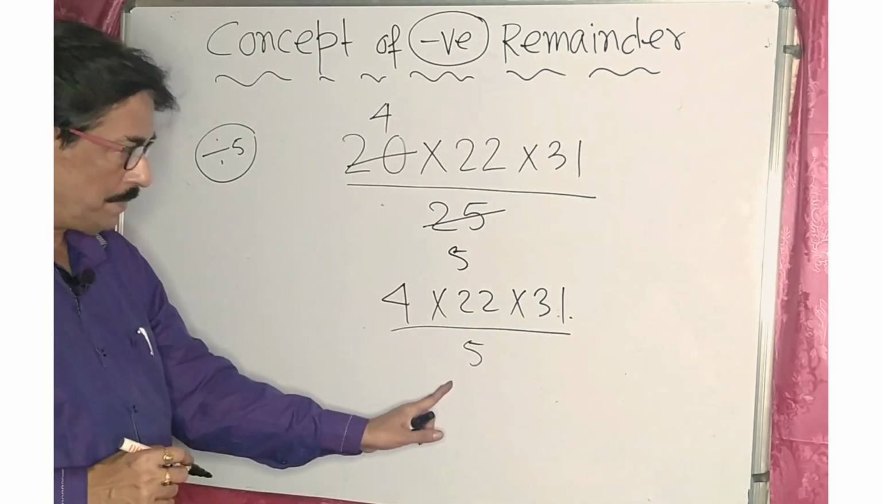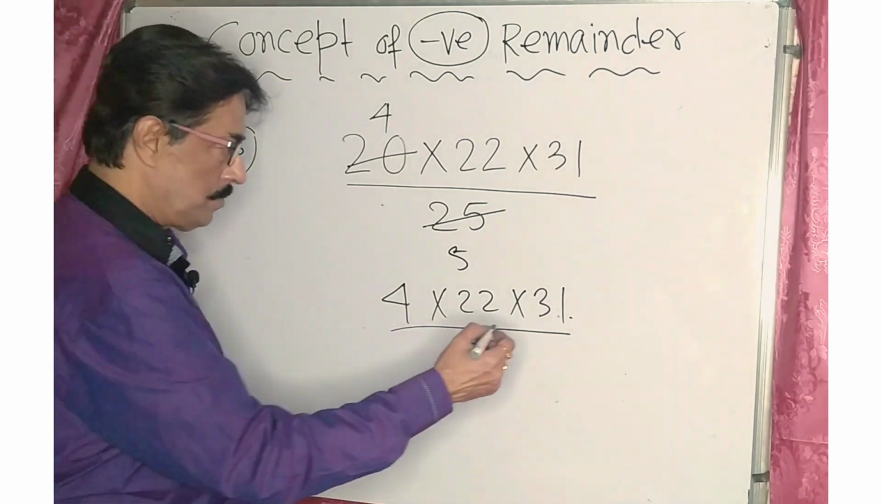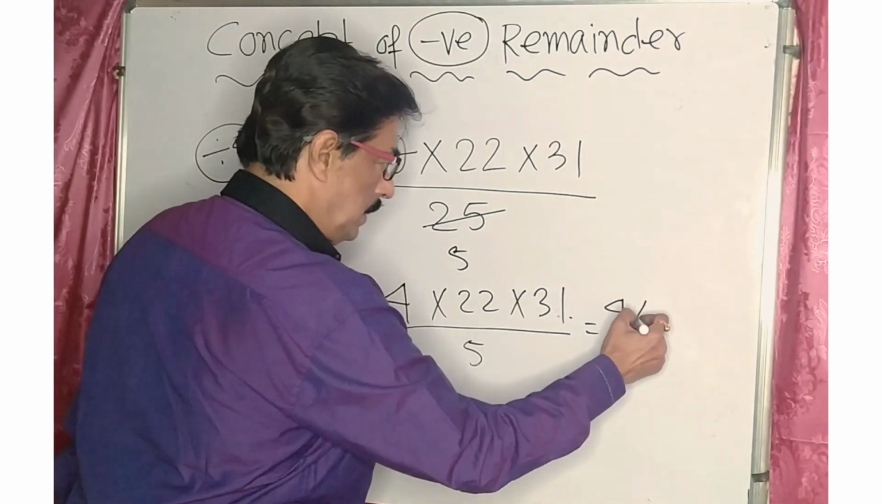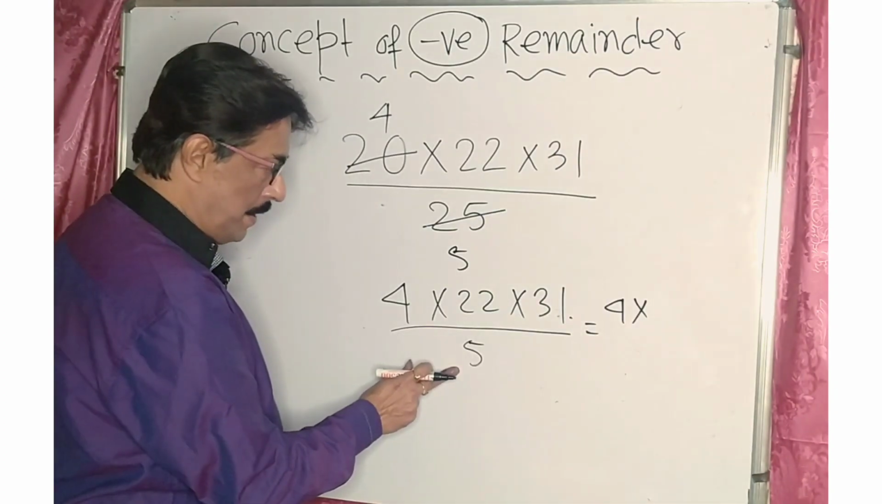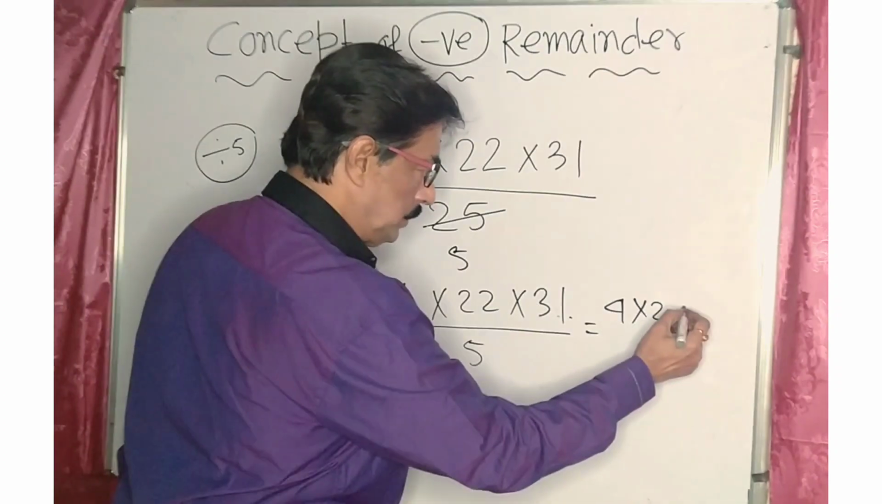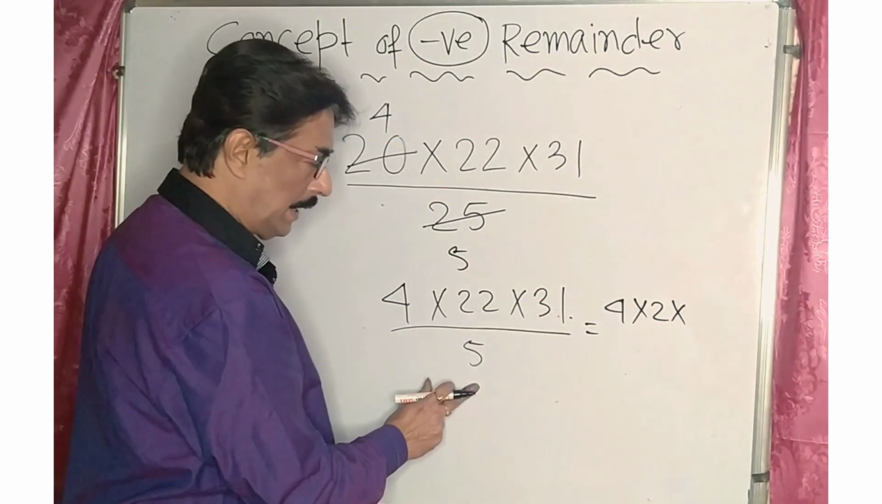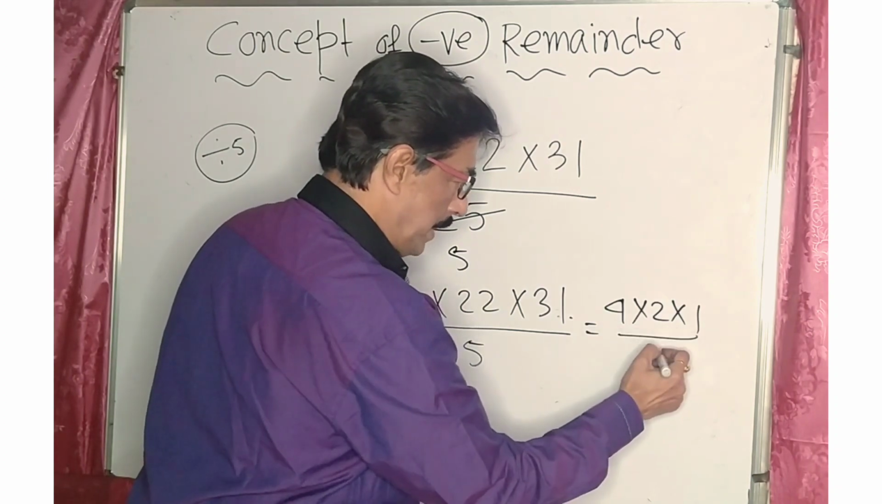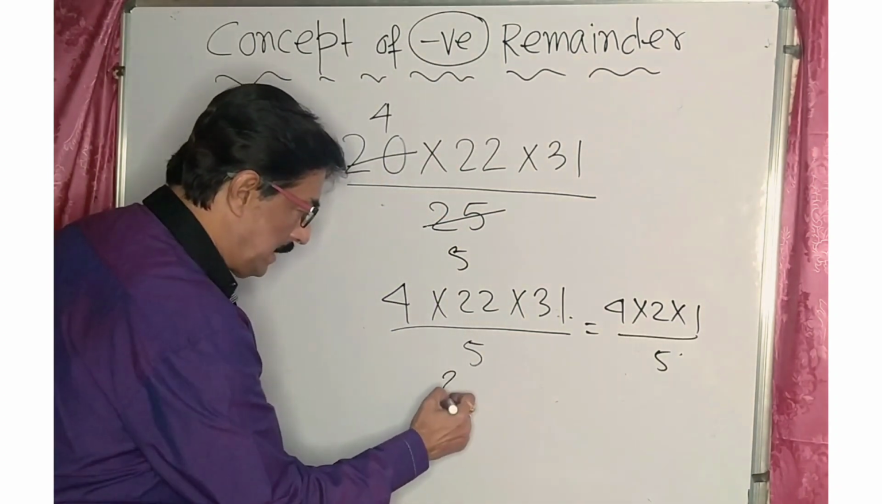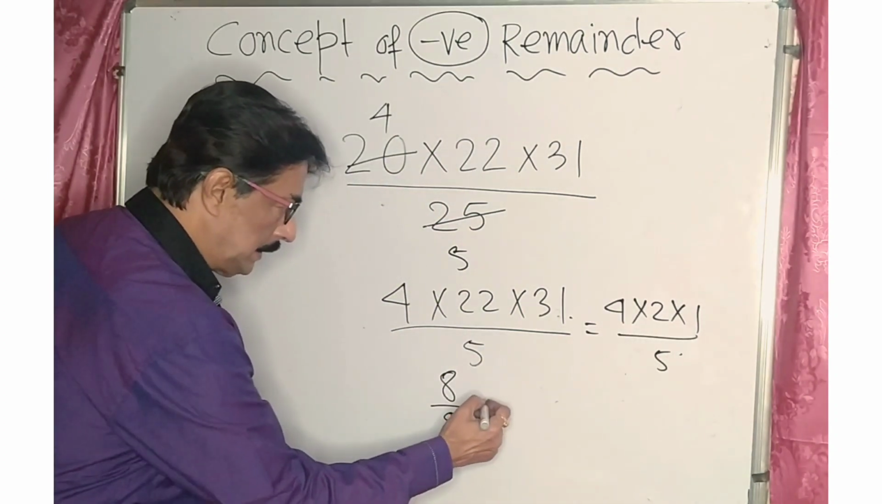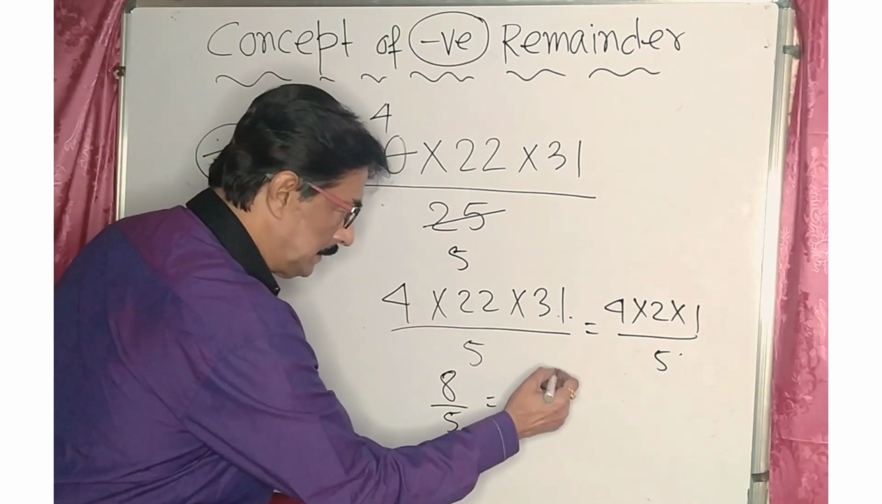Now, find the remainder as per previous cases. So, 4, 22 by 5, 20, so remainder is 2. 31 by 5, 30, remainder is 1 by 5. Your result is 8 by 5. Your result is ultimately 3.